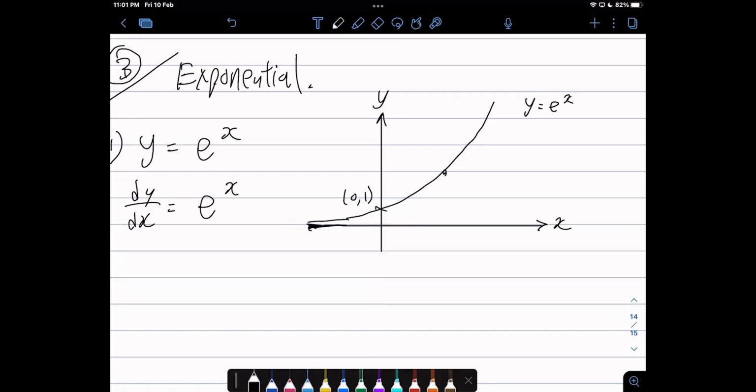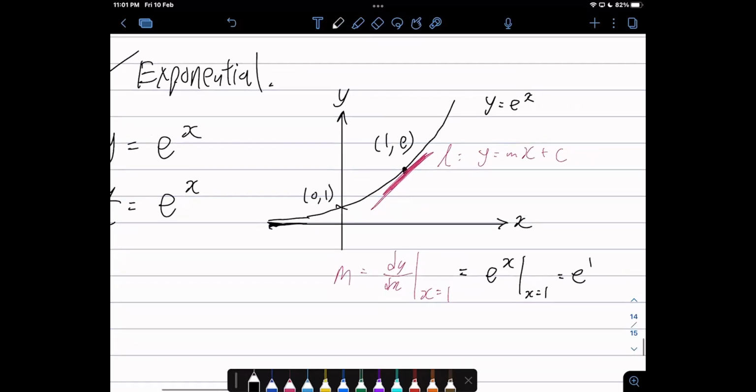So let's say that this point here is x equals 1. What's the coordinates? Sub in x equal to 1. So e power 1 is just e. Then you draw a tangent line here. So the line is y equals mx plus c. How do you find the m? How do you find the c? m is just dy by dx, but sub in x equal to 1. But what is dy by dx? It's e power x, and sub in x equal to 1. So it's just e power 1, which is e.